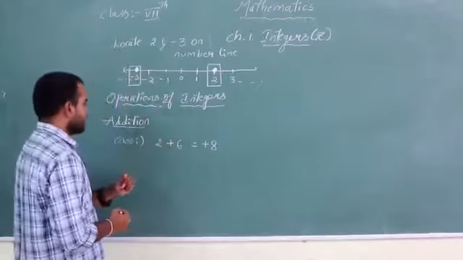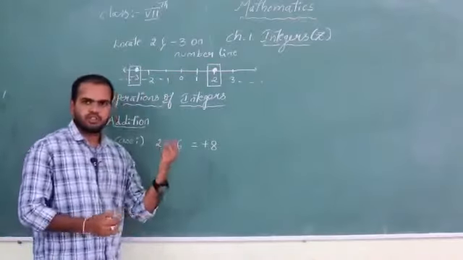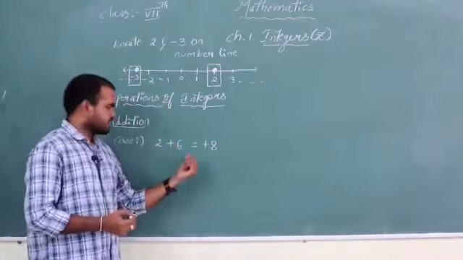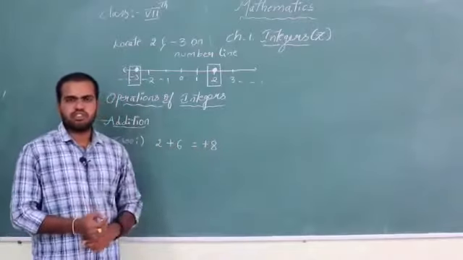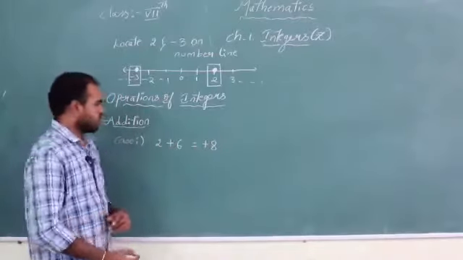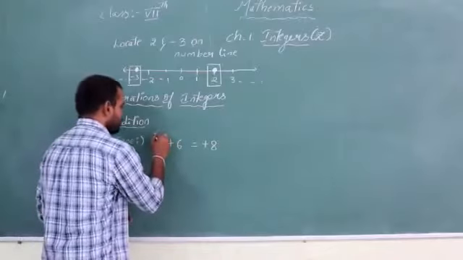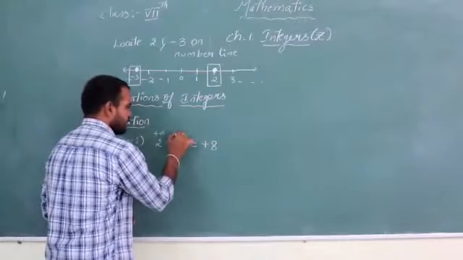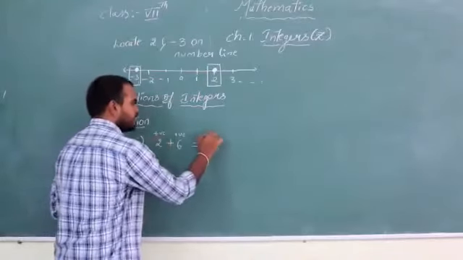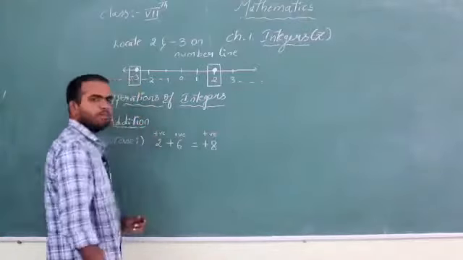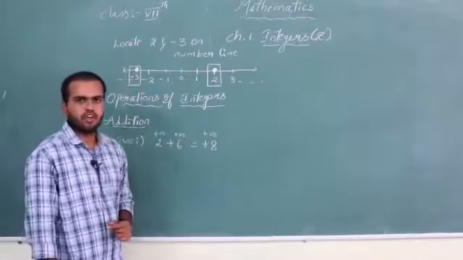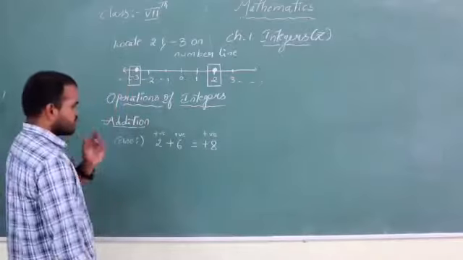So what is the first case? Whenever we add two positive integers, the sum is positive. This is case number 1. So it is a positive number, and it is also a positive number, and the sum whatever we are getting is also a positive number only.